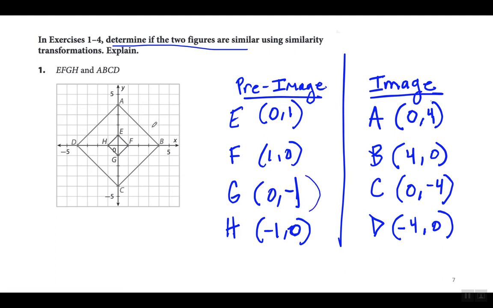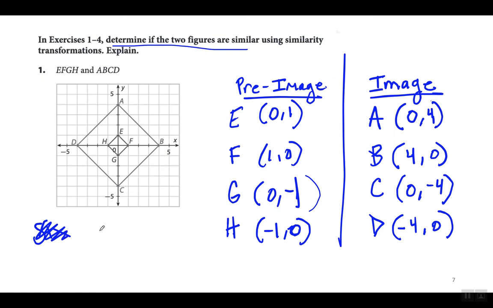All right. Aside from the fact that they look similar, if you look at the coordinates, you should realize 1 times what is 4? 4, right? So let's start with that theory: if 1 is being multiplied by 4 to get this coordinate, and the two figures are similar, then every coordinate must be multiplied by 4. So test out the theory. 0 times 4 is 0, 1 times 4 is 4, 0 times 4 is 0, 0 times 4 is 0, negative 1 times 4 is negative 4. Yes, the theory is correct. The two figures are similar.